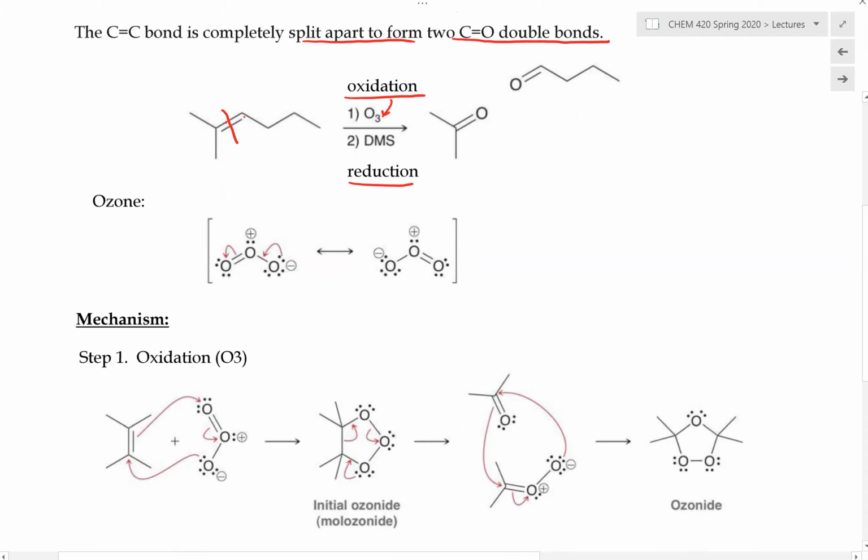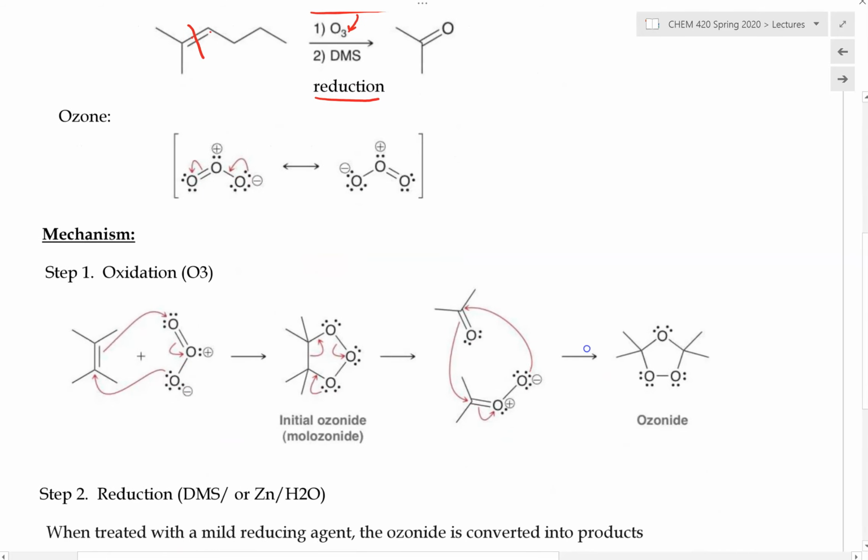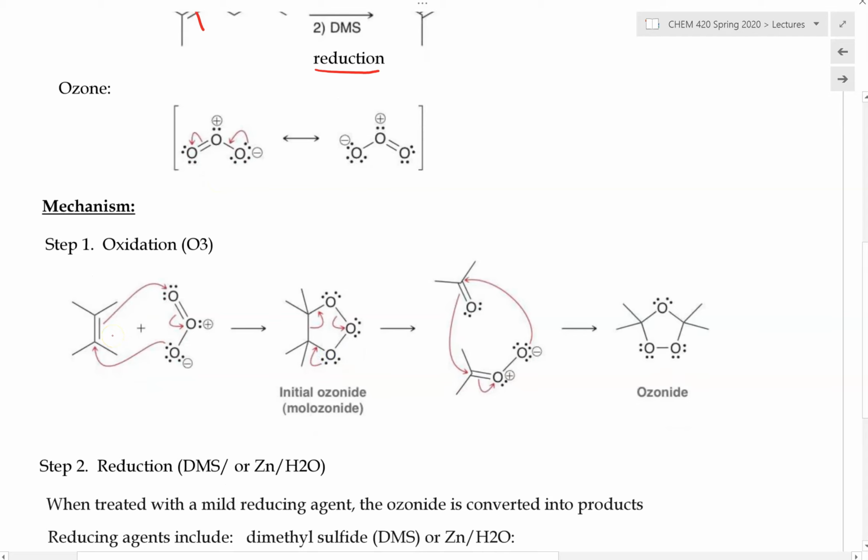Now let's go over the mechanism of this reaction a little bit. The first step is the oxidation with ozone. The chemical structure of ozone is as follows. Here is the chemical structure of O3. And now when O3 comes in to interact with the alkene, this is what is happening. Again, we have seen already that an alkene can be a weak nucleophile. Therefore, when it comes to interact with ozone, it is attacking one of the oxygens in ozone.